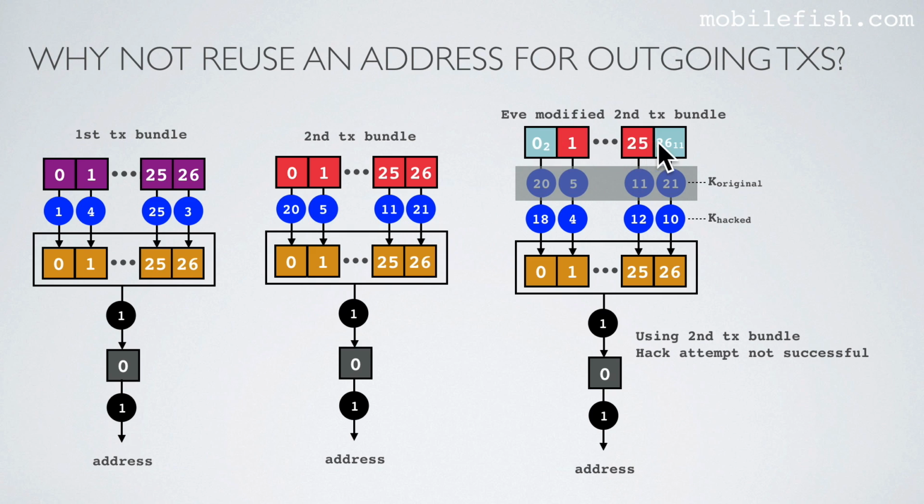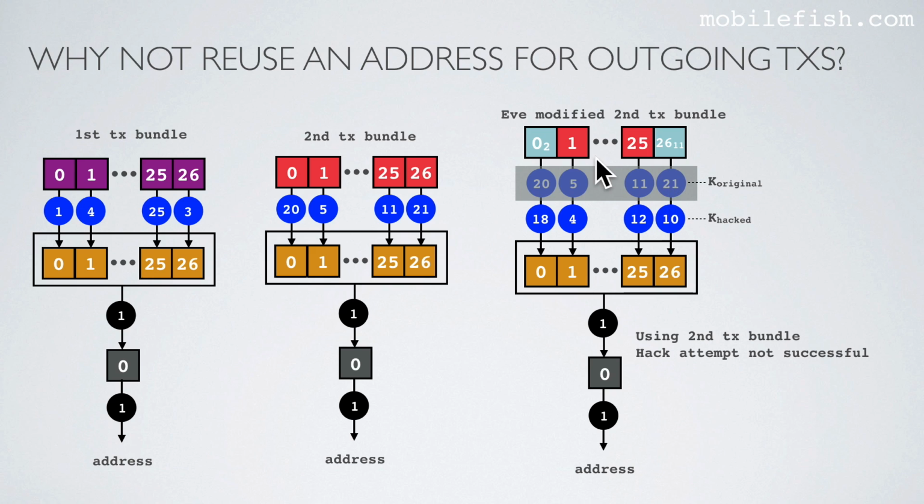Eve tries to modify the signature fragment. She can successfully modify this segment and this segment. If she hashes this segment 2 times, and if she hashes this value an additional 18 times, she gets the same k value. She does the same with this segment: if she hashes this segment 11 times, and if this hashed value is hashed another 10 times, she will get this original value.